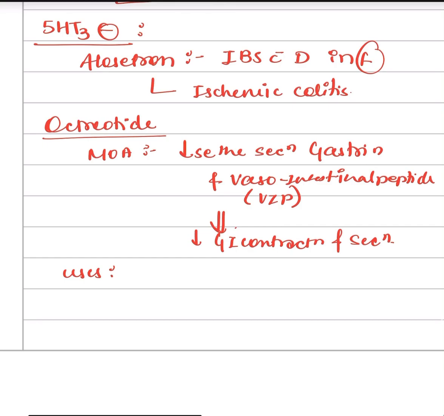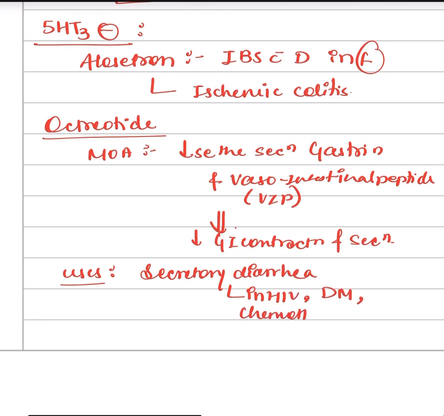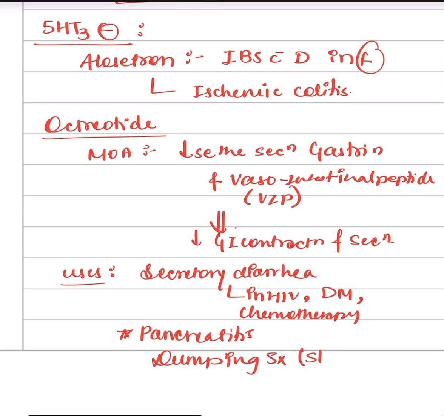What is the use of octreotide? It is used in secretory diarrhea, in HIV, diabetes mellitus, and in chemotherapy. We can use octreotide in pancreatitis also, and in dumping syndrome. Dumping syndrome is short bowel syndrome.